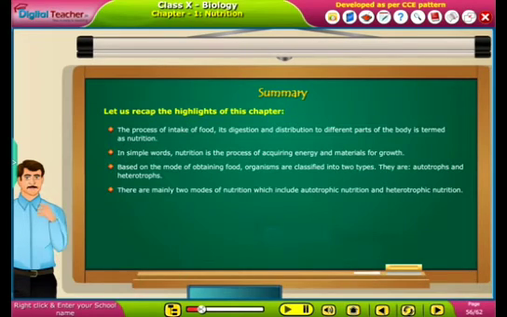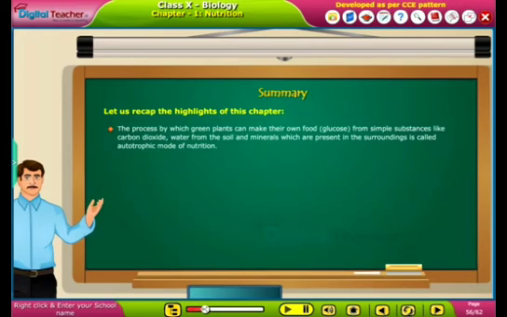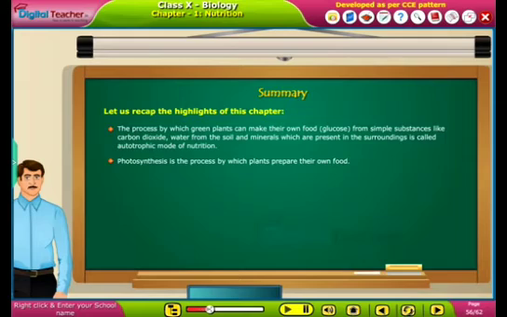There are mainly two modes of nutrition, which include autotrophic nutrition and heterotrophic nutrition. The process by which green plants can make their own food, glucose, from simple substances like carbon dioxide, water from the soil, and minerals which are present in the surroundings is called autotrophic mode of nutrition. Photosynthesis is the process by which plants prepare their own food.